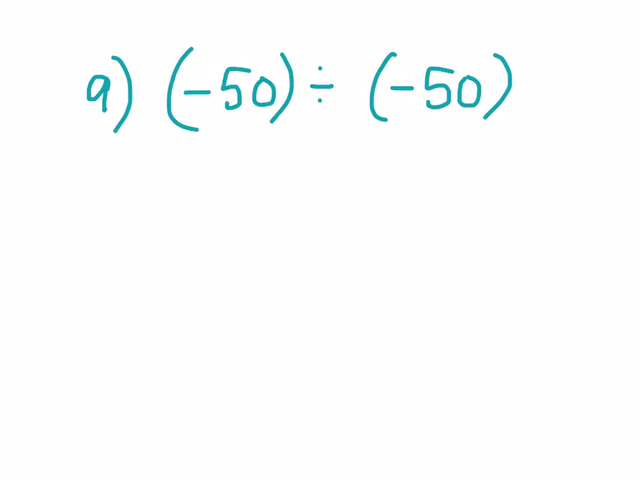Okay, so first things first, we'll just figure out the numerical part. What's 50 divided by 50? 1. Good. And what happens when we take a negative and we divide it by a negative? If the signs are the same, the answer is positive 1.